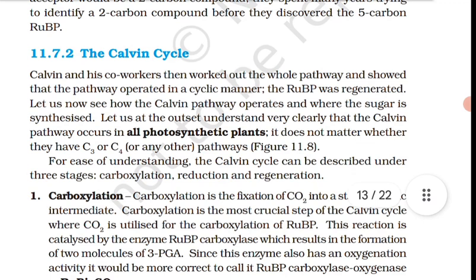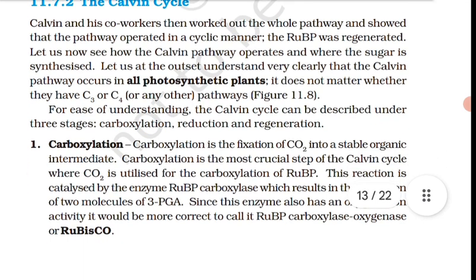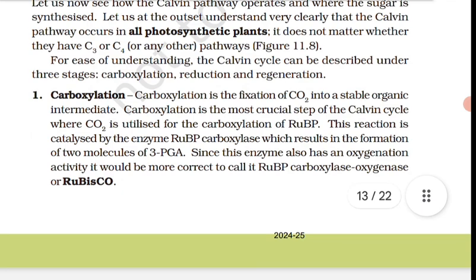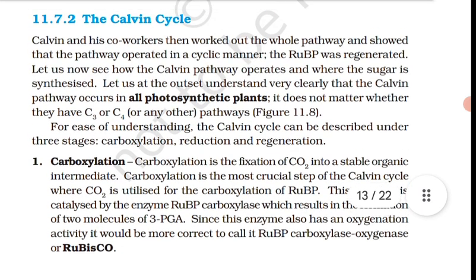So the next is the primary acceptor of CO2. Let us now ask ourselves a question that was asked by the scientists who were struggling to understand the dark reaction. How many carbon atoms would a molecule have which, after accepting and fixing CO2, would have the 3 carbons of PGA?